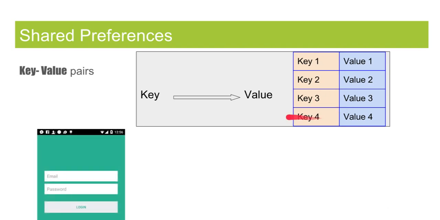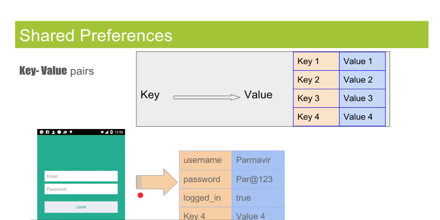Take the example of this login page. The user has entered email and password and then logged in, and I want to store this username, password and logged in information in preferences, and the values will be stored like this. Username is the key, paramir is the value, and then password is the key, pair@123 is the value, and logged in, true, and so on.